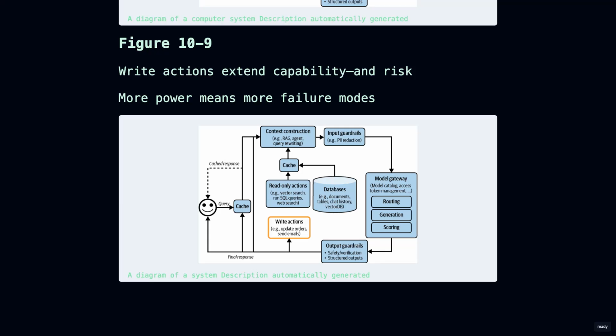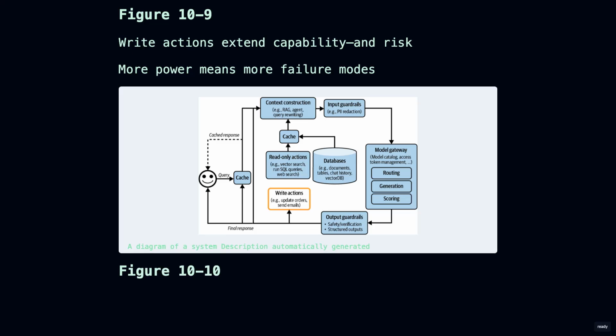Here the diagram shows the system expanding beyond read-only behavior. The main thing to notice is that the model can now drive actions that change external state, not just produce text. This figure represents an architecture that can perform write actions. It is more capable, but it also needs stronger safeguards because the model is now connected to operations that affect the outside world.